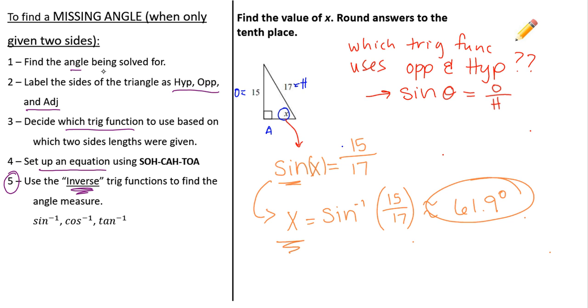So find the angle that you're being solved for, label the sides. You still need to put in your O, A, and H. And then it's a matter of which trig function uses those two sides. Set up your equation. X is the variable. It's going to be over there with the trig function, not a number. And then use the inverse.